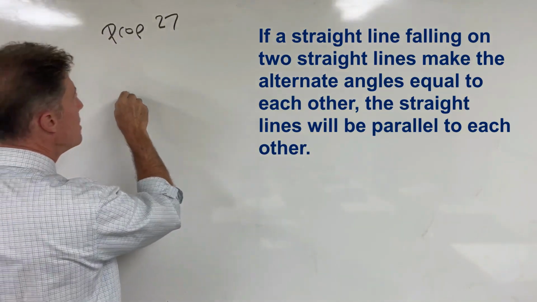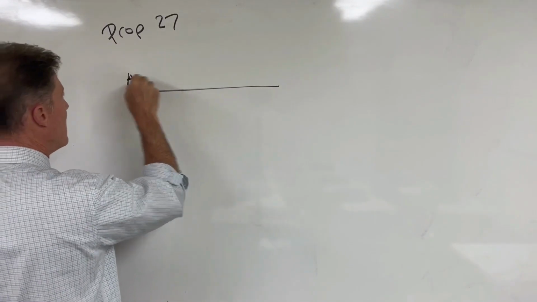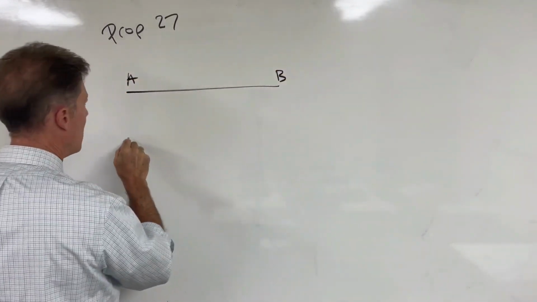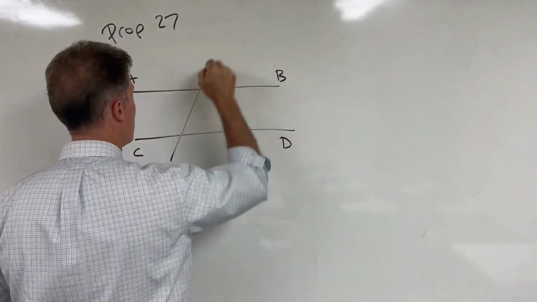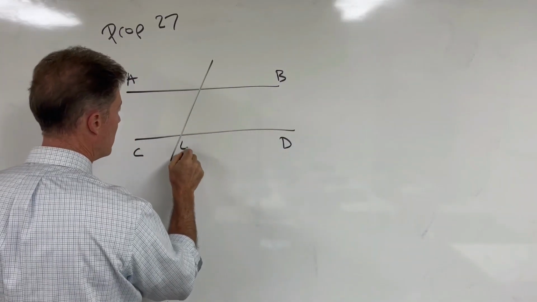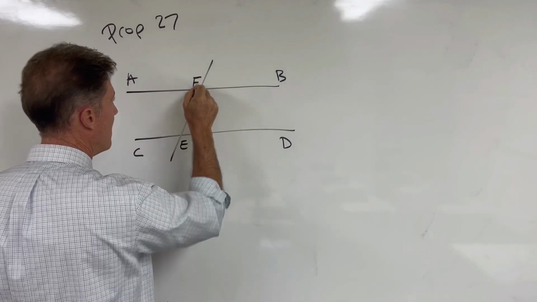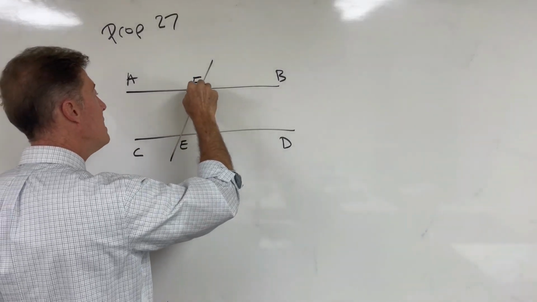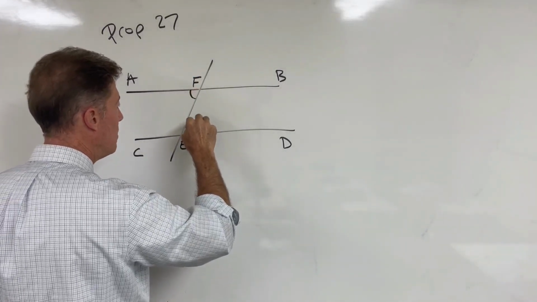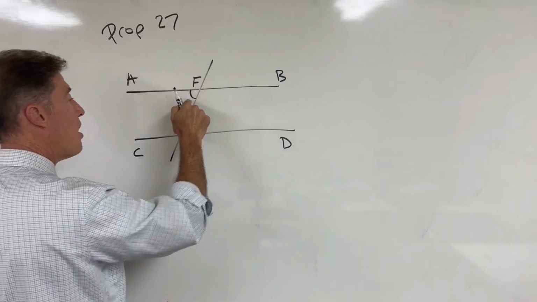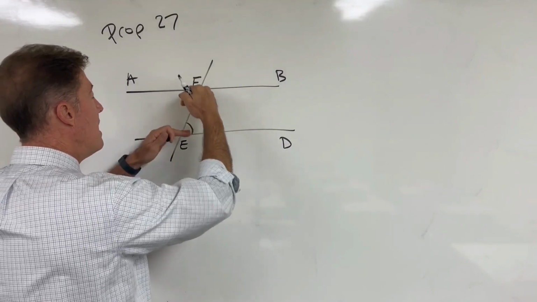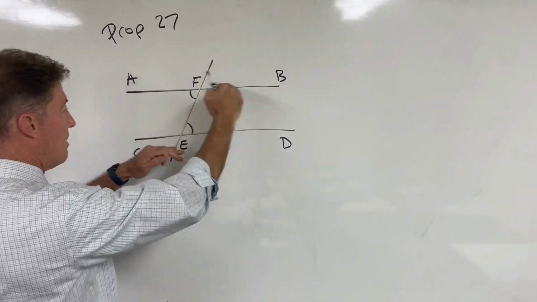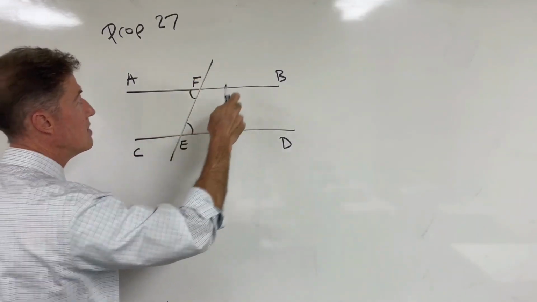So let's have two straight lines. Call this line AB, call this line CD. And let a straight line fall on these two straight lines. We'll call this EF, such that it makes the alternate interior angles equal to one another. We call these angles alternate because they're on the other side of this line, and they're interior because they're on the inside of lines AB and CD. So these are alternate interior angles.